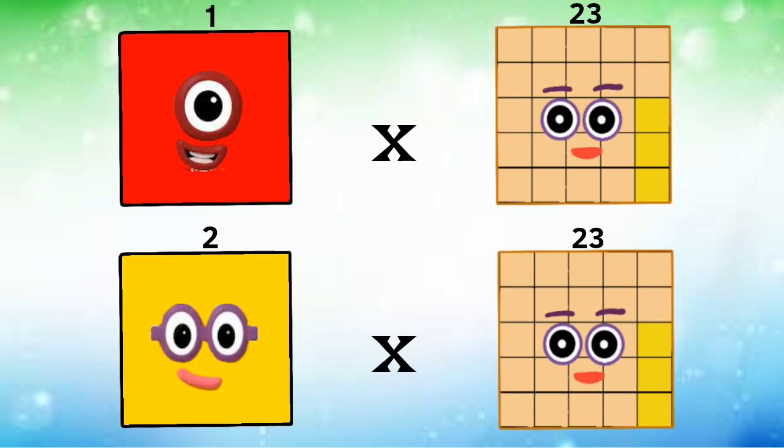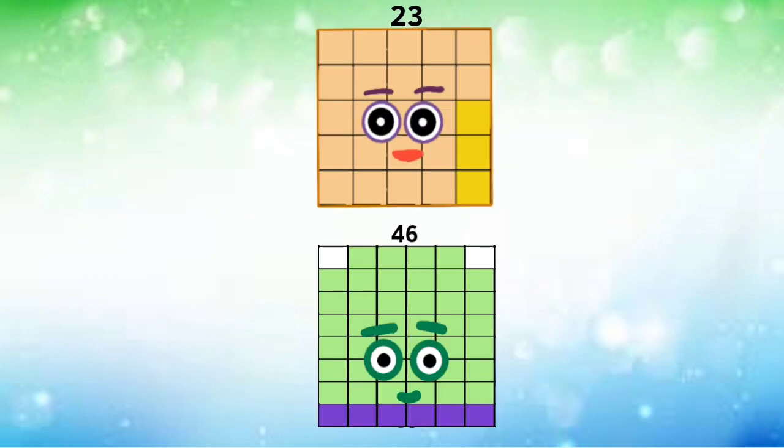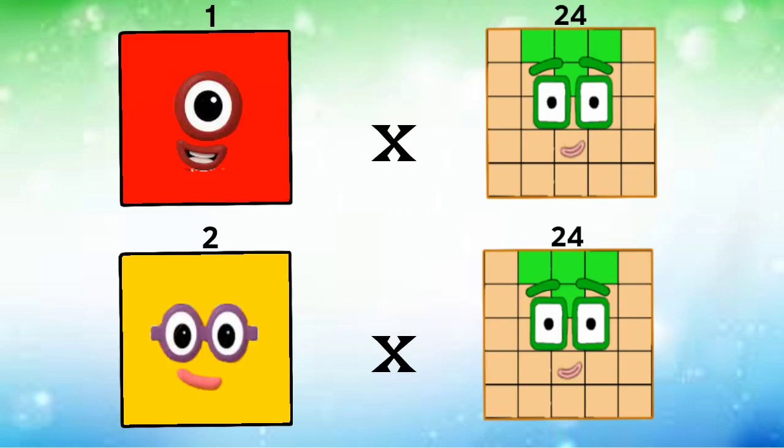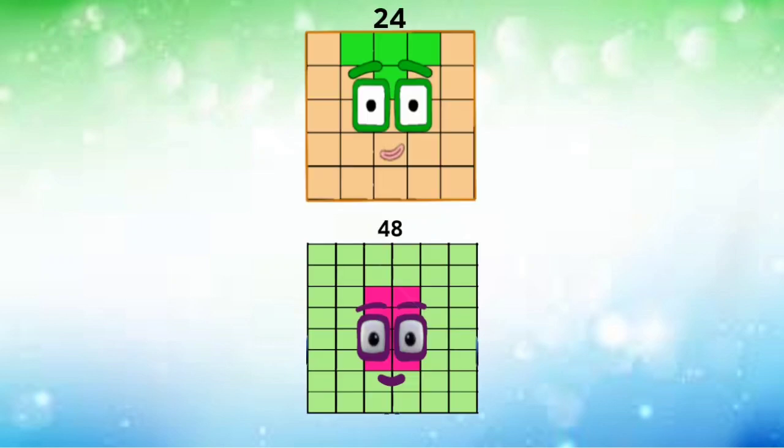Number blocks 1 and 2 times 23 equal 23 and 46. Number blocks 1 and 2 times 24 equal 24 and 48.